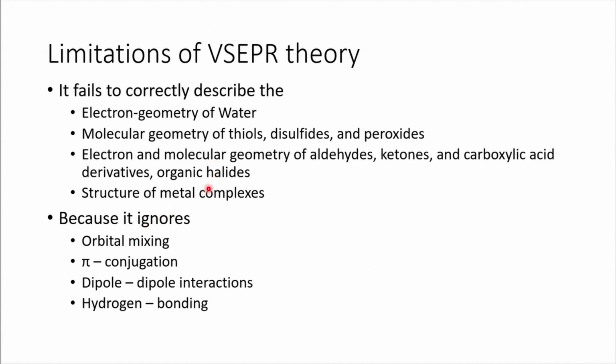The reason for this limitation is that the VSEPR theory completely ignores orbital mixing, because in the molecular orbital theory explanation, we will be using orbital mixing to explain the geometry of the molecule, but VSEPR theory does not talk about orbital mixing, and pi conjugation is also not considered in the VSEPR theory. Dipole-dipole interactions are never considered, and hydrogen bonding is also not considered. So these are some of the reasons why VSEPR theory fails in the case of organic compounds, especially large molecules.